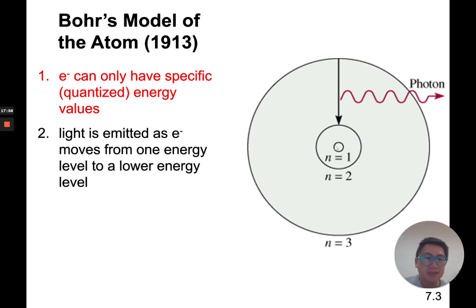Why is light given off? Light is given off as electrons go from a higher energy level down to a lower energy level. So first of all, how do you get to a higher energy level? When you take a substance, you heat it up or somehow give it energy. As it absorbs energy, the electrons go from one level to a higher level.